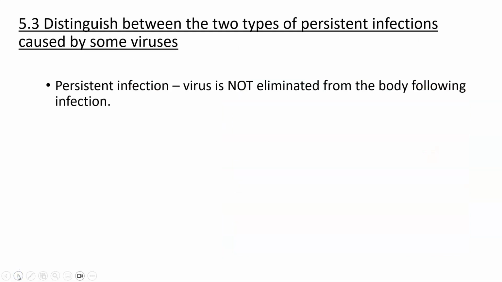There's something that can happen with viral infections, with certain viruses. This would be unique to certain viruses. And that would be to get a persistent infection. So think of that word persistent. You're persisting. You're not going away. So this is a general term. We say a persistent infection as opposed to an acute infection. The virus is not eliminated from the body following infection. It's persisting in the body.